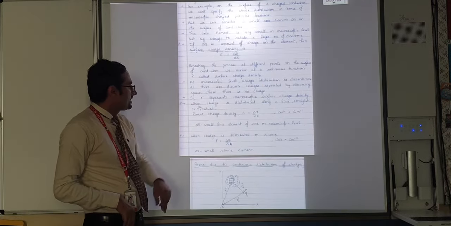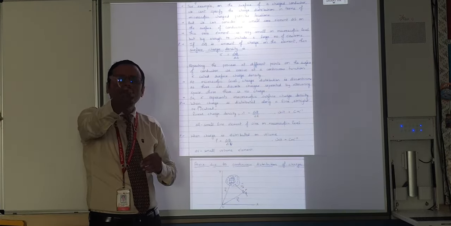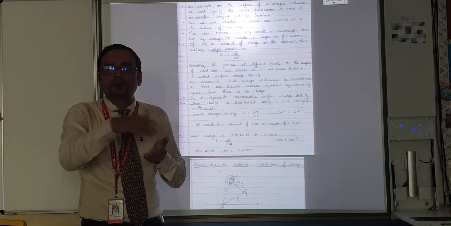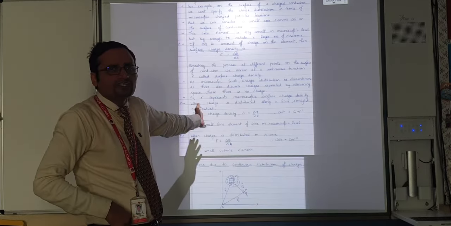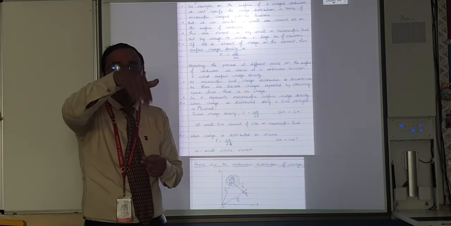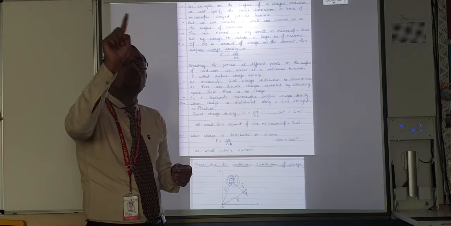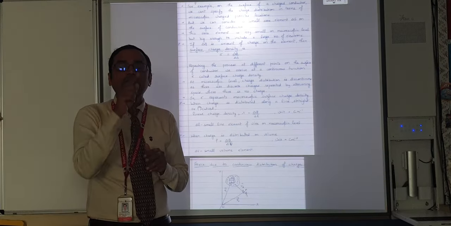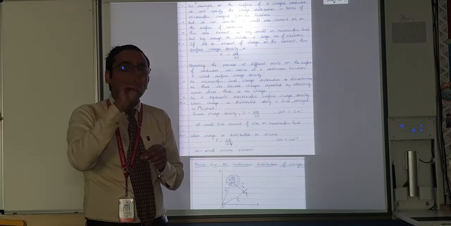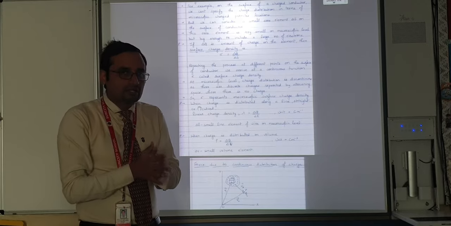The unit of linear charge density, as per the formula charge by length: charge is coulomb, length is meter, so coulomb per meter. Surface charge density is charge by area: charge is coulomb, area is meter square, so coulomb per meter square. Third one is volume charge density, represented by rho. That is charge by volume, unit coulomb per meter cube.